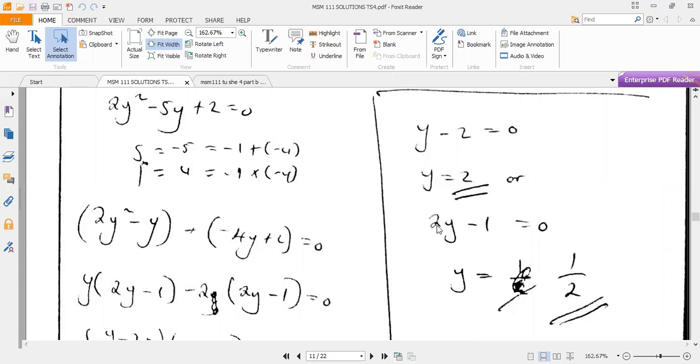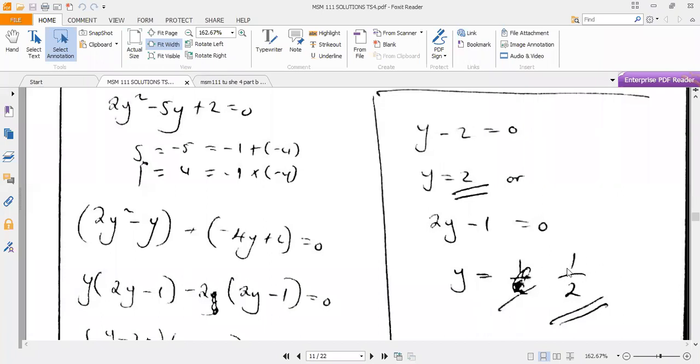Then we have 2y minus 1 is equal to 0. The 1 comes to the other side, so 2y is equal to 1. Now if 2y is equal to 1, we can divide both sides by 2 so that we solve for y. So y is equal to half.